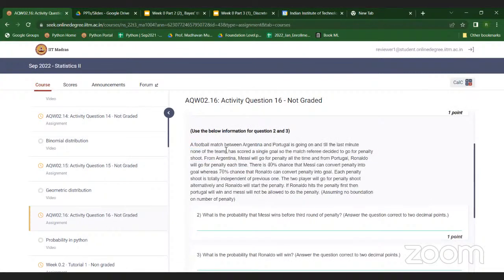Okay. A football match between Argentina and Portugal is going on. Till the last minute, none of the teams has scored a single goal, so the match is decided by a penalty shootout. From Argentina, Messi will go for the penalty all the time, and from Portugal, Ronaldo will go for the penalty all the time. There is a 40% chance that Messi can convert a penalty into a goal, whereas there is a 70% chance Ronaldo can convert a penalty into a goal. Each shot is totally independent of the previous one.